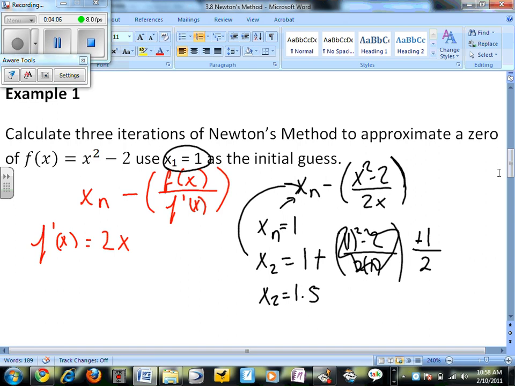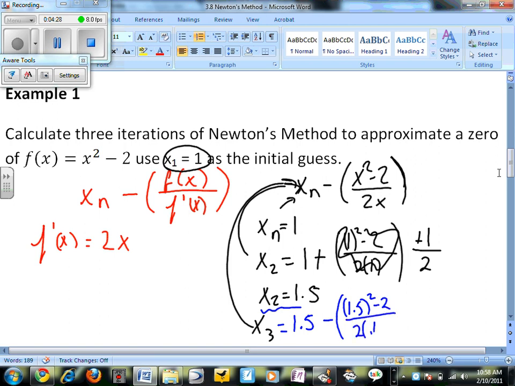To figure out what x3 is, I need to do this again. So to figure out what x3 is, I'm going to take 1.5. I always take my previous number, 1.5, and plug it into Newton's formula here. So it'll be 1.5 squared minus 2, all over 2 times 1.5. This is where I'm going to have to use a calculator to show how to do that.